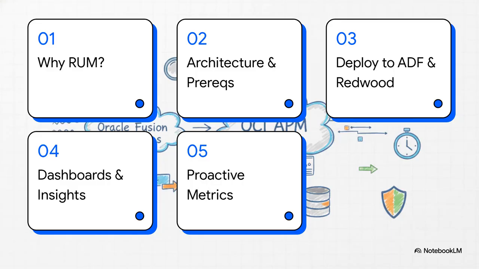Okay, let's look at our roadmap for today. First, why real user monitoring? Two, architecture and prerequisites. Three, deploying to ADF and Redwood. Four, dashboards and insights. And five, proactive metrics and alarms.